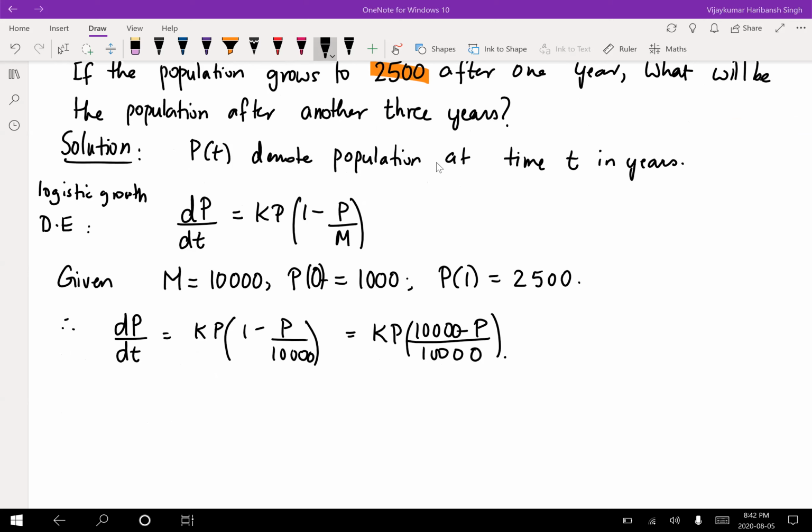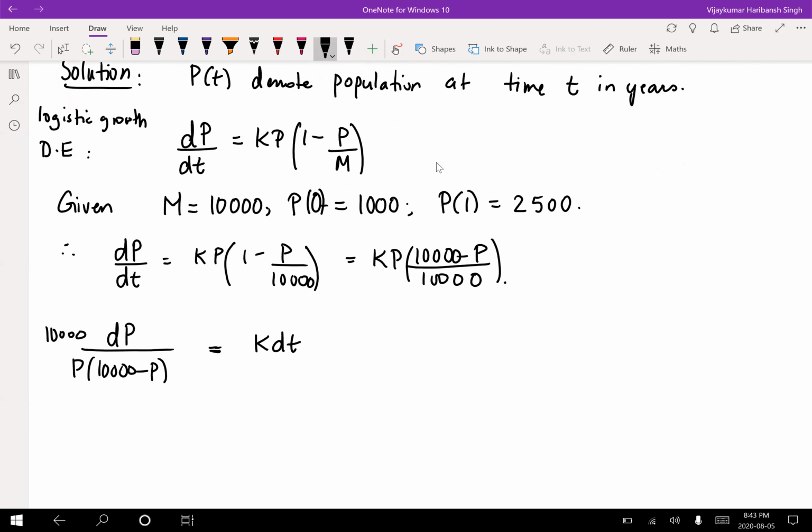So now we want to solve this differential equation. What we'll do is the following. We'll keep dP over P times (10,000 minus P) equals... we can bring this 10,000 here, equals k dt.